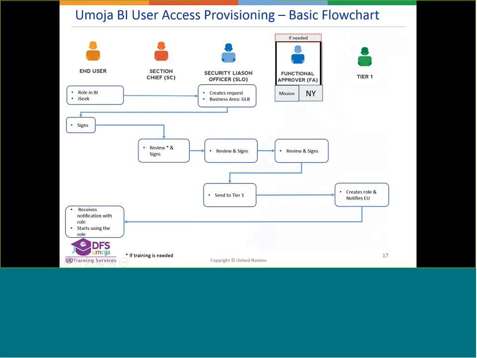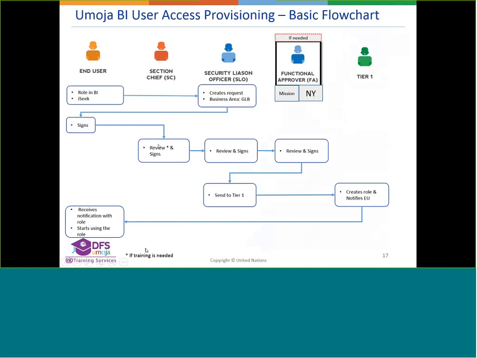So this is a bit of... we don't want to go in deep on this, but basically if you want to request, now that you understand the segregation of access and how this works, then this is a basic flow chart on the model. You want to request a new role, not only in BI, but in Umoja in general, right? You have to go to ISEEK, understand which role you want to request, and create the request through Umoja using the portal. The SLO in your mission and your entity will create the request. You will have to sign.